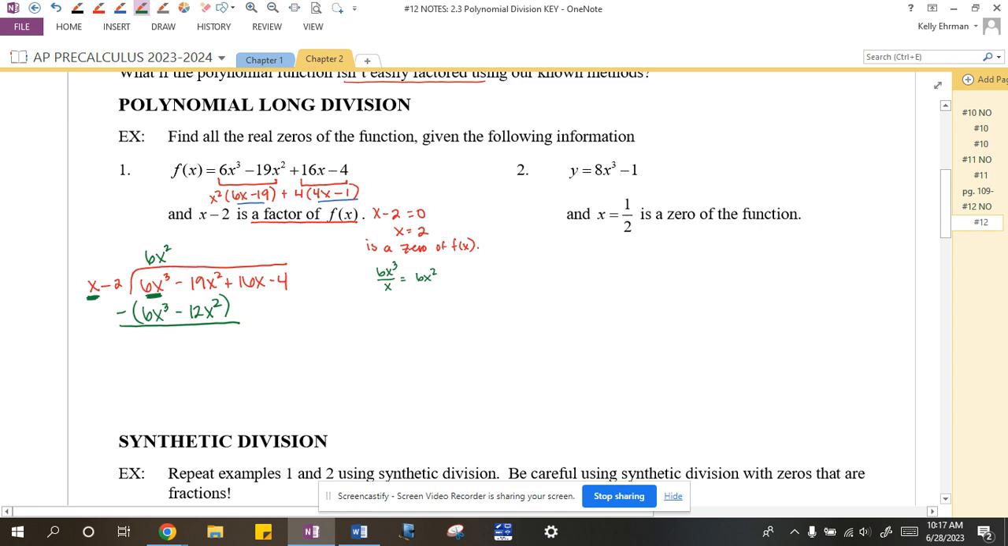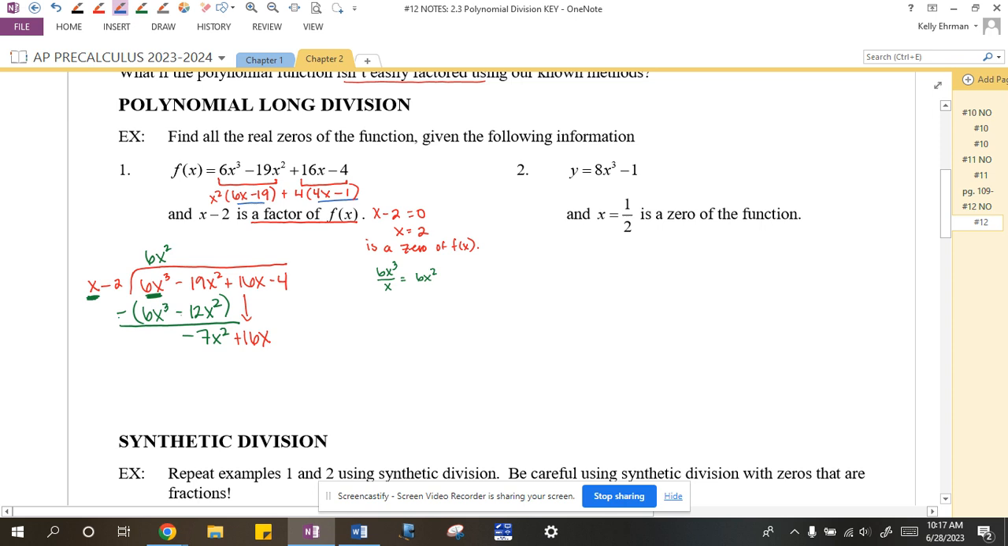So 6x cubed minus 6x cubed, the first term should always cancel out. You've set it up to be that way. Negative 19x squared minus negative 12x squared. So really this is negative 19 plus 12, which is negative 7x squared. And once you're finished subtracting, you drop down the next term in line, just one term at a time. So I should have two terms here if I'm dividing by something that just has two terms. And then you repeat the process.